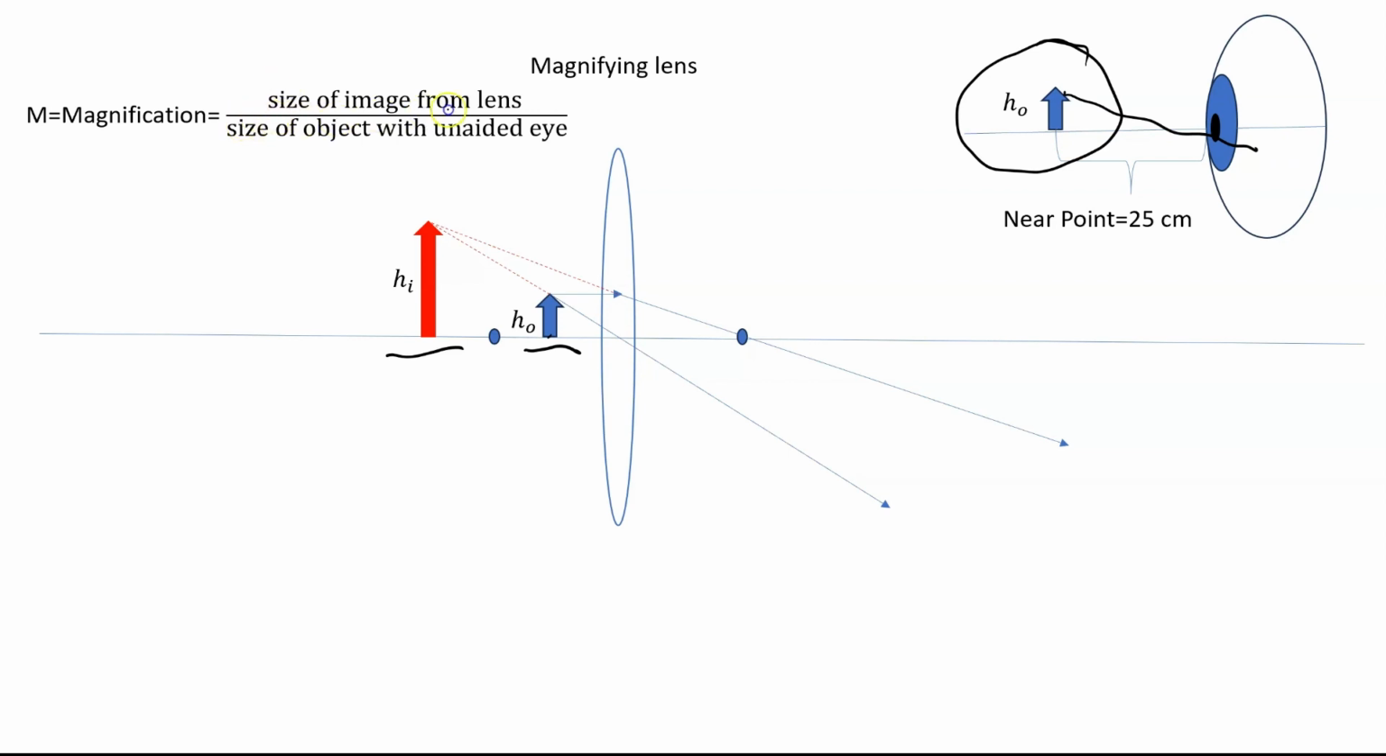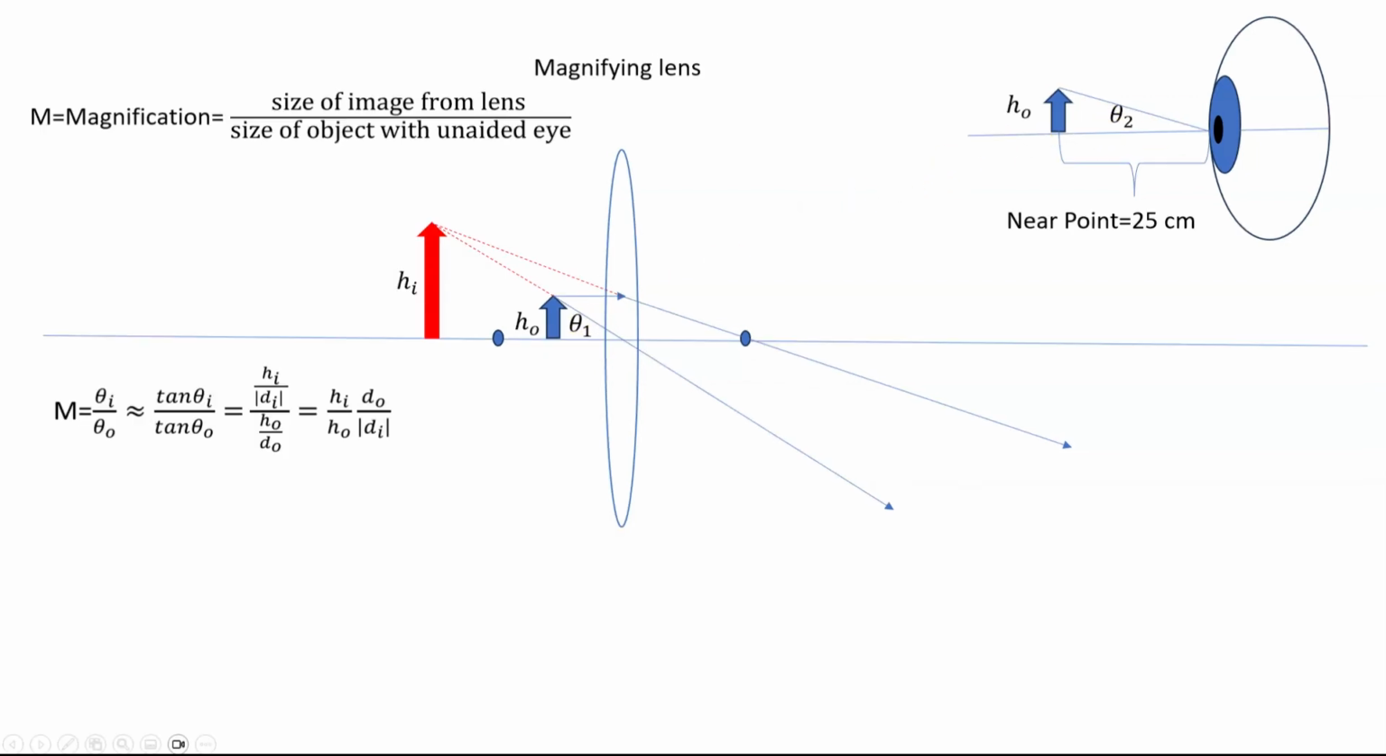And so it's the size of the image from the lens divided by the size of the object with the unaided eye. That's actually what's relevant for us. And so we're going to compare theta 2 and theta 1. Okay, and so if I look at the tangents of both those angles, theta is roughly equal to tan of theta for small theta, and look, in optics you make a million approximations, so if you don't buy this, you need to go study something else.